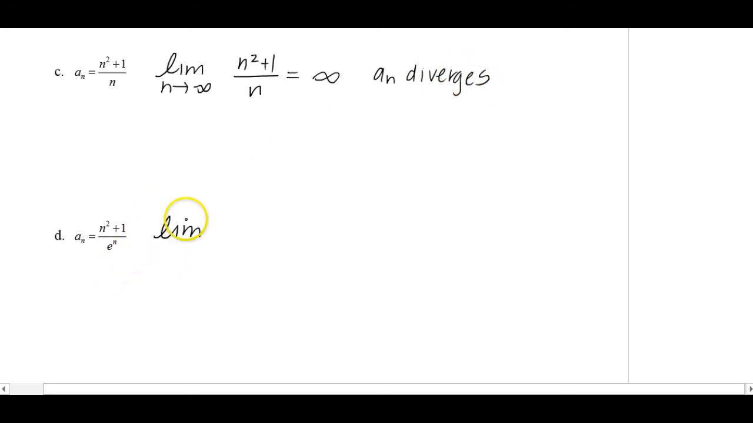And in this last example, we have the limit as n approaches infinity of n squared plus 1 over e to the n. Here, we don't have two polynomials. I have a quadratic over an exponential. Exponentials, if you remember, grow faster towards infinity than any polynomial, including a quadratic. So if e to the n is growing faster than a quadratic, then this limit goes to 0, which is a real number, so a sub n converges to 0.